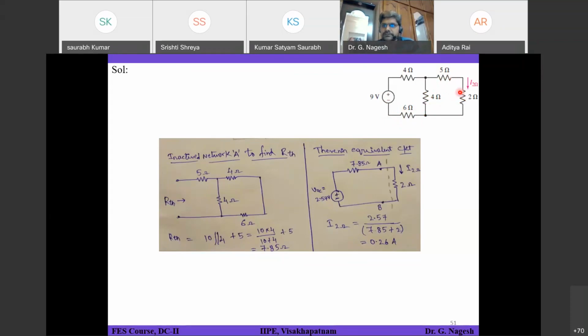So 5 plus 2 is 7, 7 in parallel with 4. Something you will get, some value of resistance, in series with 4 and in series with 6. So straight away you can solve it. There is no need to go to Thevenin's. Even if you want to go to Thevenin's, you will have 7 ohms, 4 ohms, and some value of resistance connected here, and you have to disconnect this part.